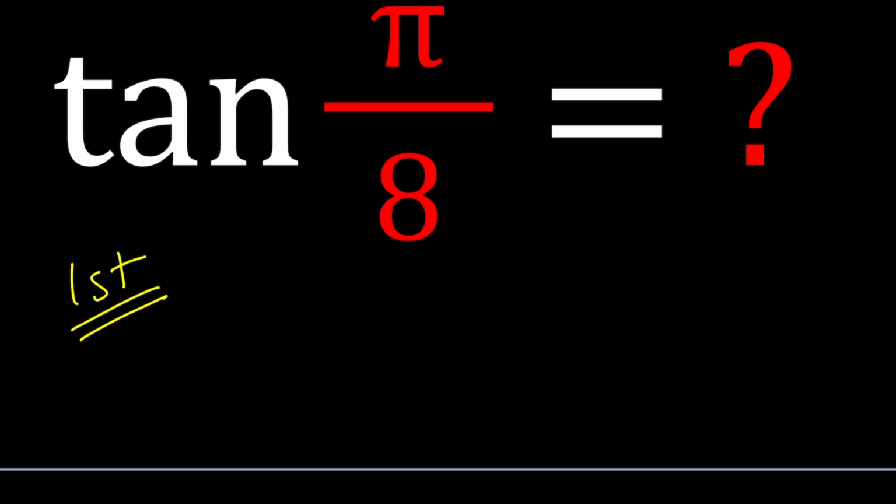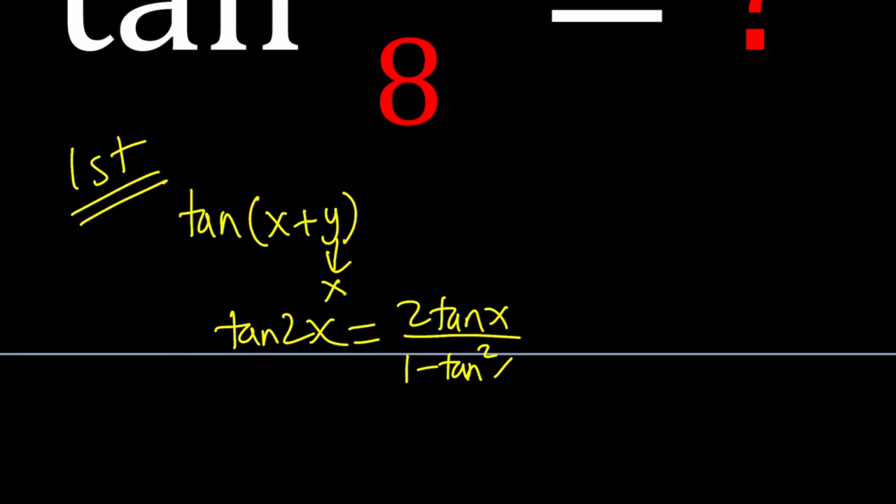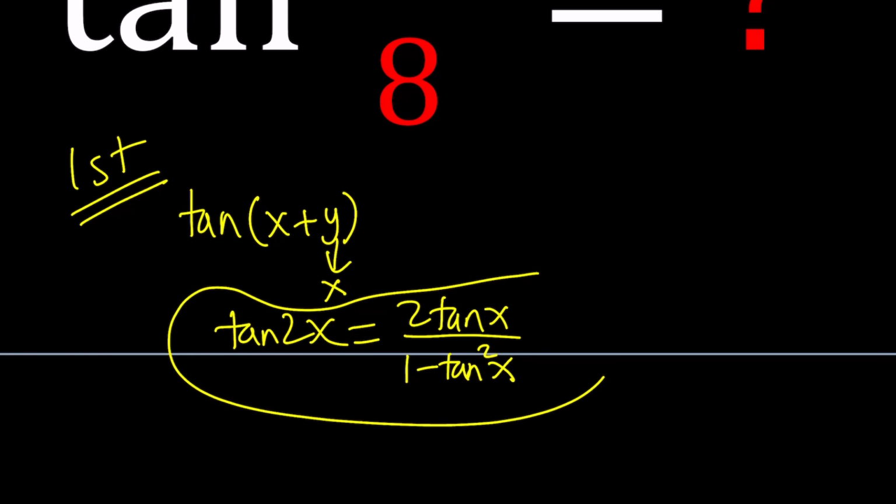So for my first method, I'm going to use what is called the double angle formula for tangent. As you should know, tangent x plus y can be written as tangent x plus tangent y divided by 1 minus tangent x times tangent y. And if you replace y with x, you get a formula for tangent of 2x, which can be written as 2 times tangent x divided by 1 minus tangent squared x. So that's the double angle formula for tangent. That's what I'm going to use for my first method.